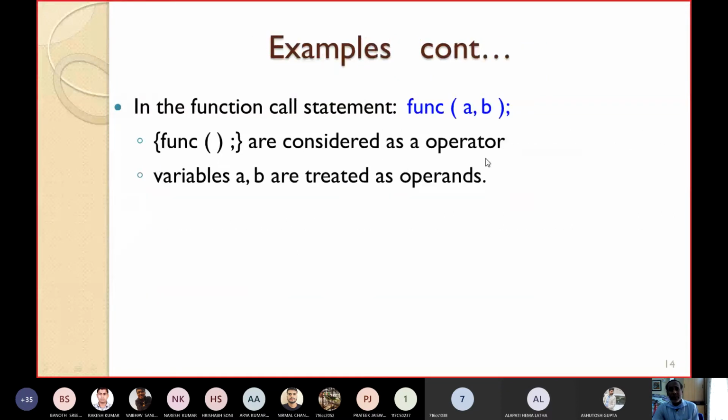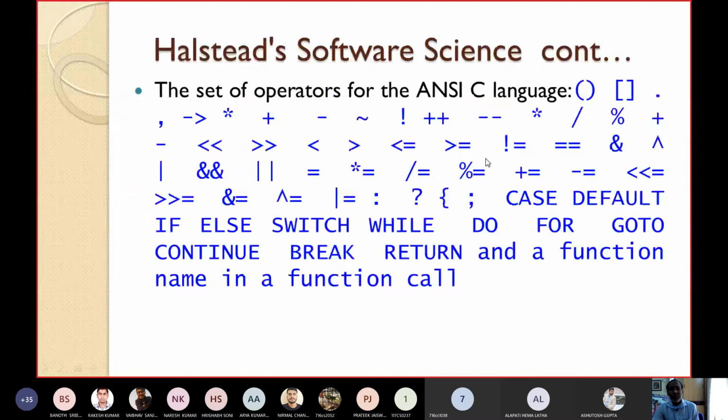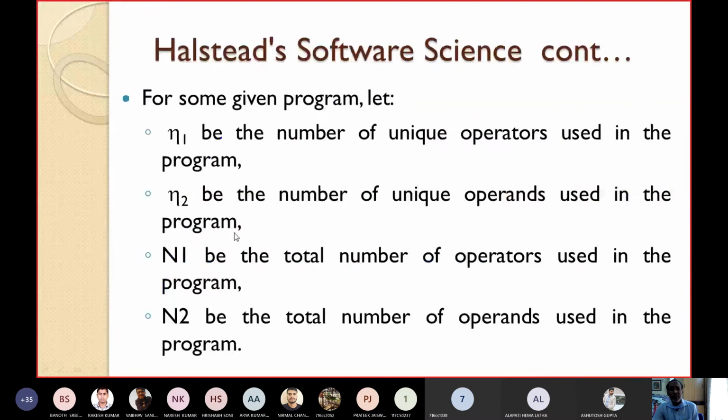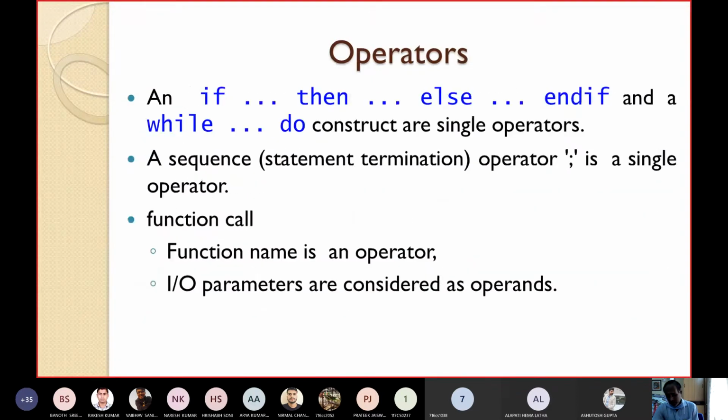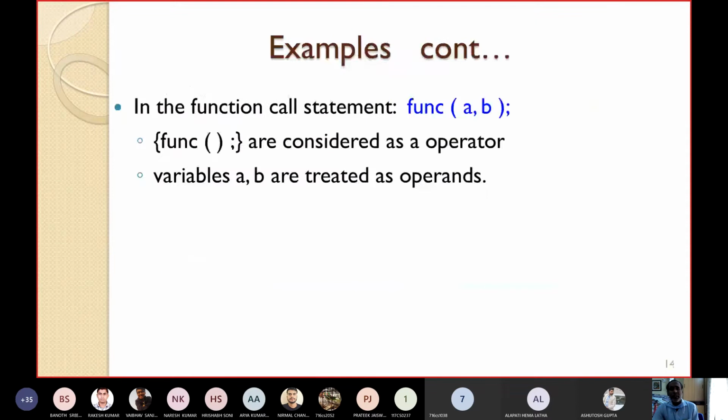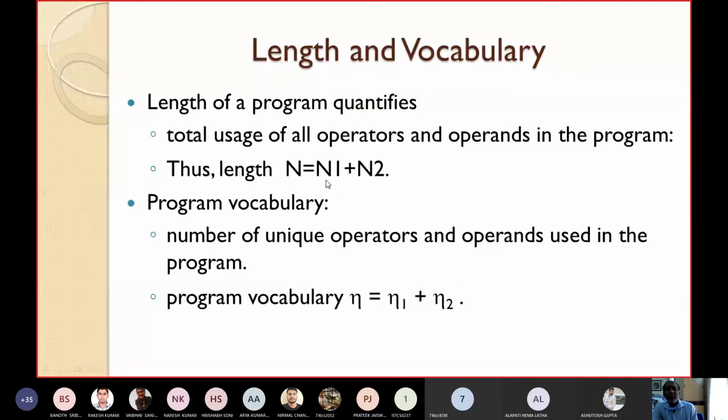So what are the operators? All the operators and operands, I have already told you. Here, N1 is the total number of operators, N2 is the total number of operands. So the total length will be represented as N. This will be N1 plus N2, because N1 is the total number of operators and N2 is the total number of operands. So the program length N is equal to N1 plus N2.